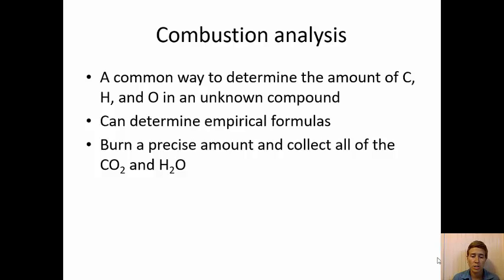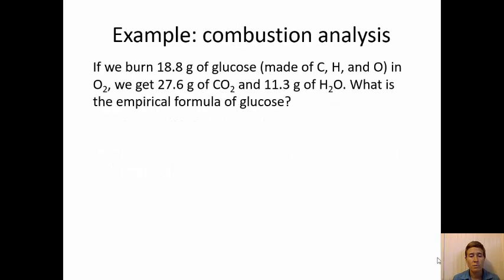So what we're going to do is burn a precise amount and collect all the CO2 and H2O, and measure it. Generally, we would weigh it, get the masses of those things, and then use that to determine how much C, H, and O you had in the original compound. So I'm just going to go through a problem to show you how. If we burn 18.8 grams of glucose in O2, we get 27.6 grams of CO2 and 11.3 grams of water. What's the empirical formula of glucose?